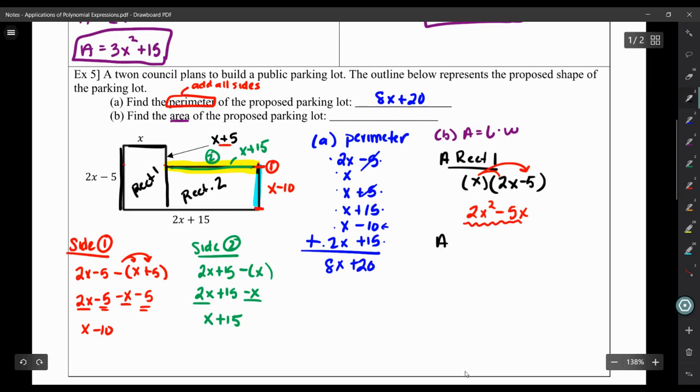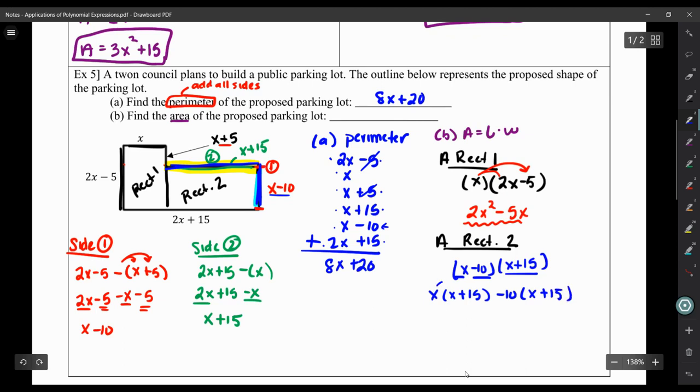So now I need to find the area for rectangle 2. I'll do it in blue. So for rectangle 2, here is my length, x minus 10. And then my width is this green piece here of x plus 15. Okay. And now we multiply. So we've got x times x plus 15 minus 10 times x plus 15.